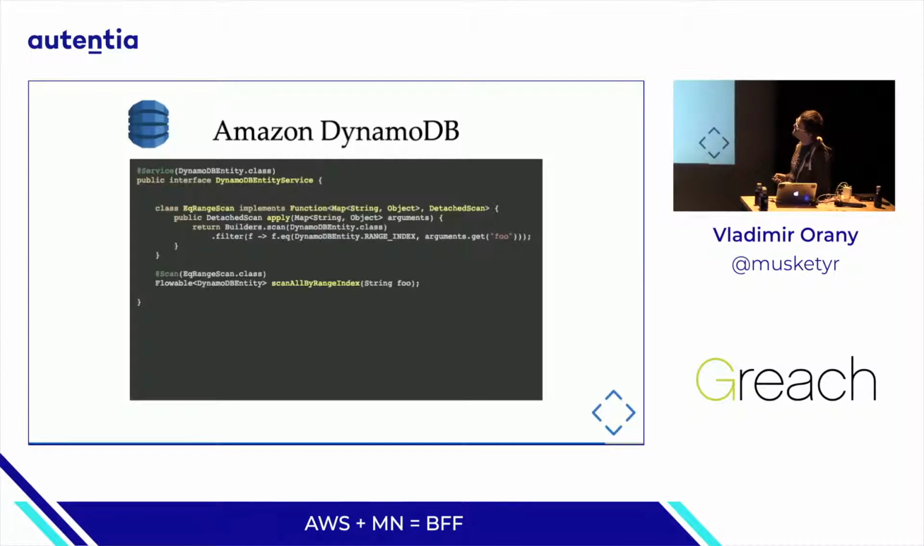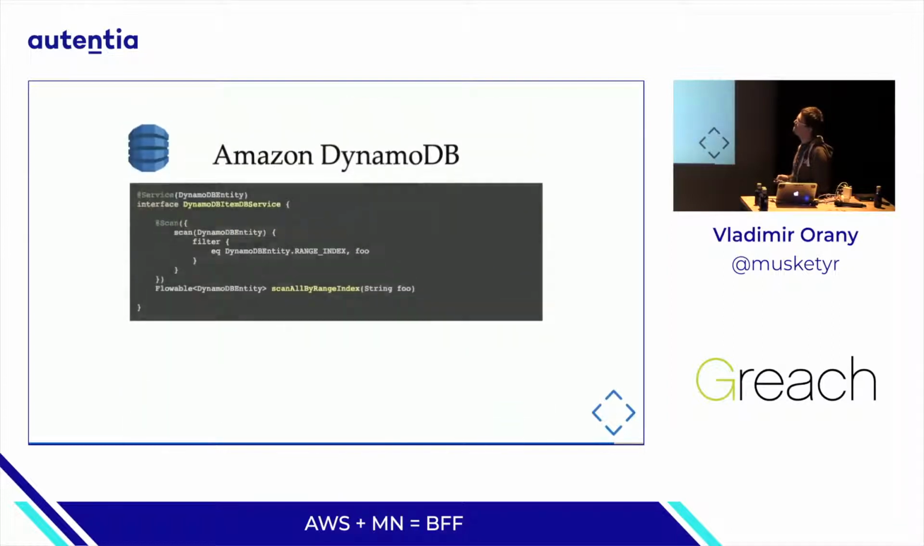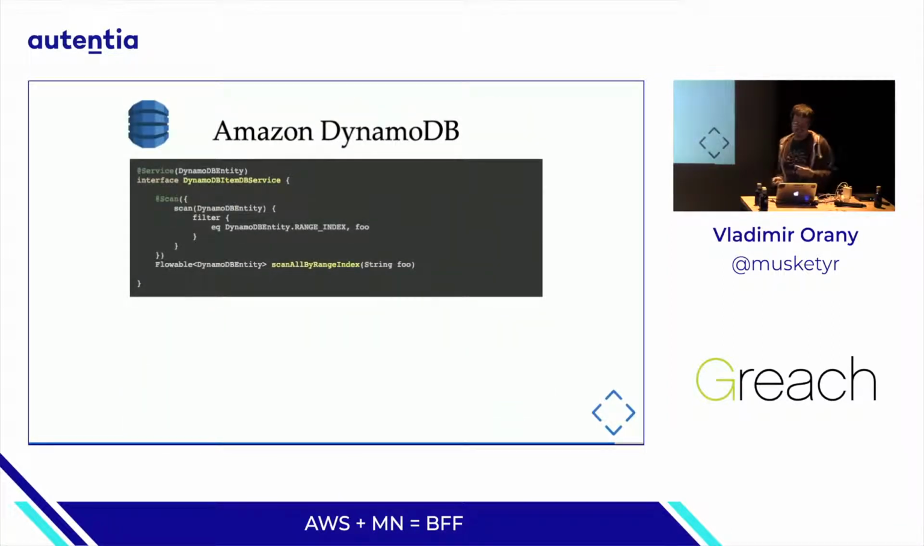So okay, this is using scan, filter, where the range index equals whatever I get as foo. So yeah, Groovy is still a bit better, but the advantage of this is that you can reuse it more easily. For example, if you have a scan and count, you can use the same class. So these are the scans. You have to scan for the properties which are not indexed, which is a bit pricier.